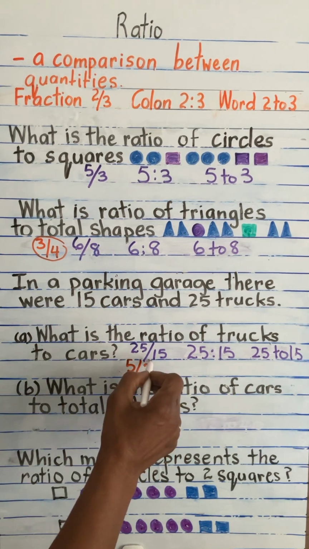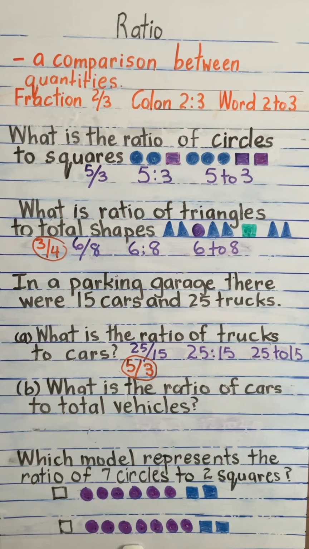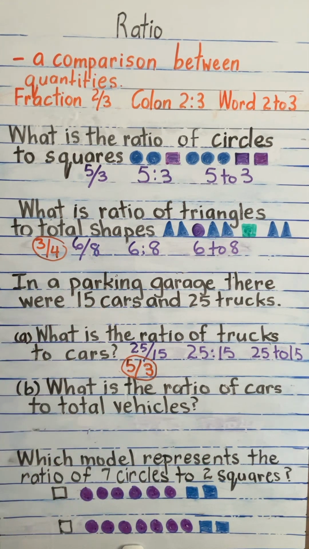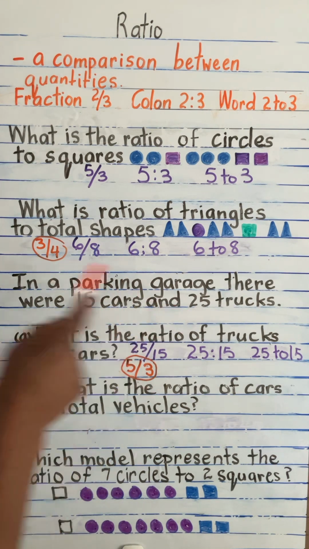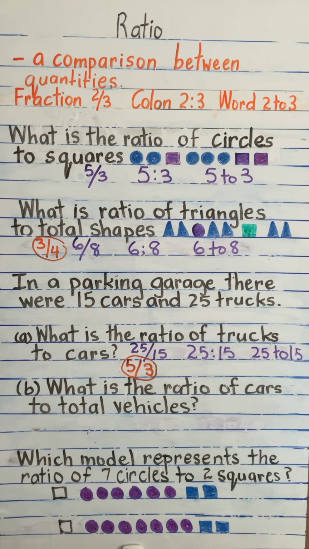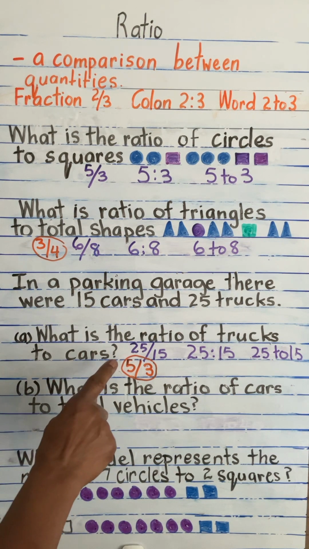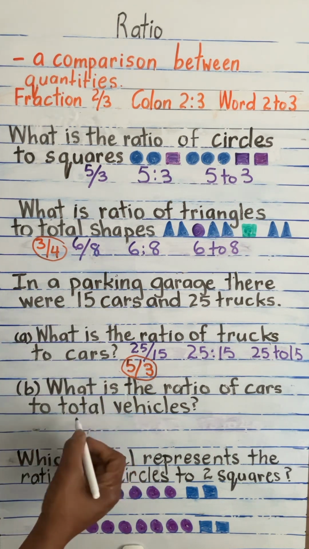Okay, the B part of this word problem. What is the ratio of cars to total vehicles? Cars, 15. Total vehicles, 15 plus 25, that's 40. So cars to total vehicles would be 15 to 40.